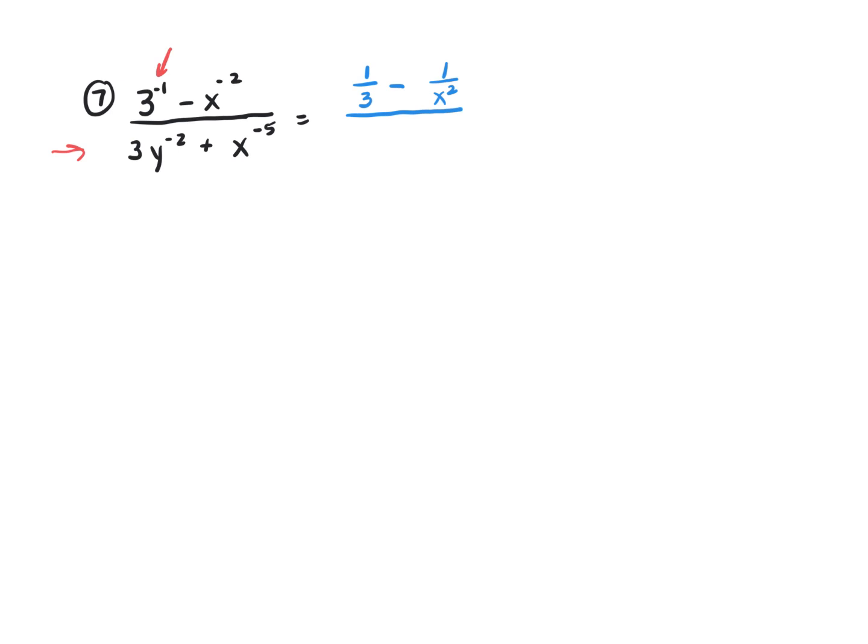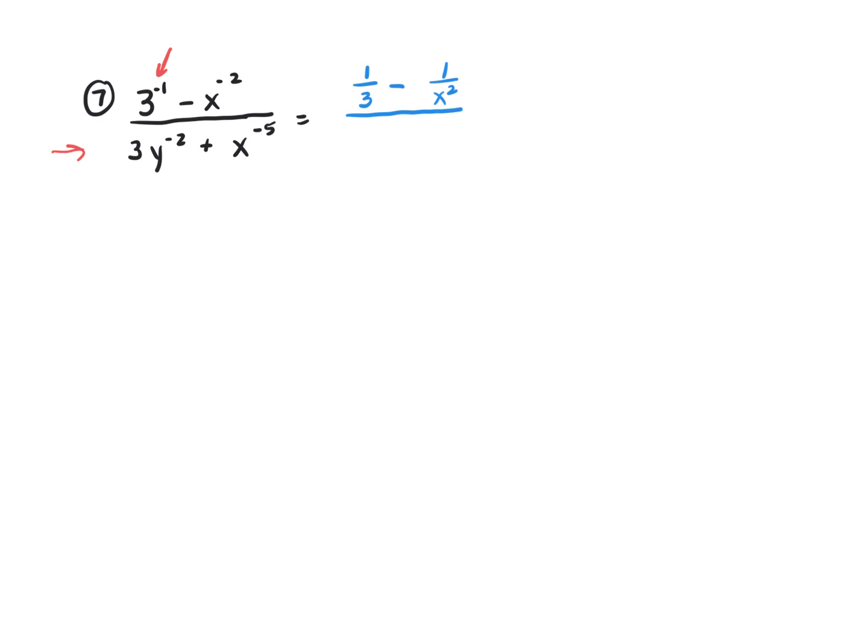We need to get rid of our negative exponents first. And we can't take that 3 to the negative 1 and move it down here to the denominator because it's a term. You can't move terms, you can only move factors. So 3 to the negative 1 is 1 over 3, minus x to the negative 2 is 1 over x squared. Remember, if you move it to the opposite place it's in, it changes the sign of the exponent.